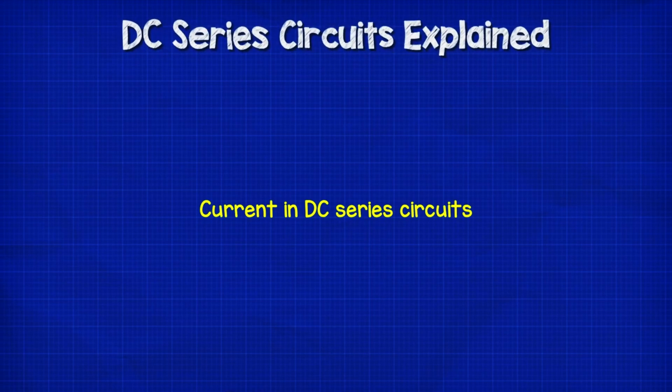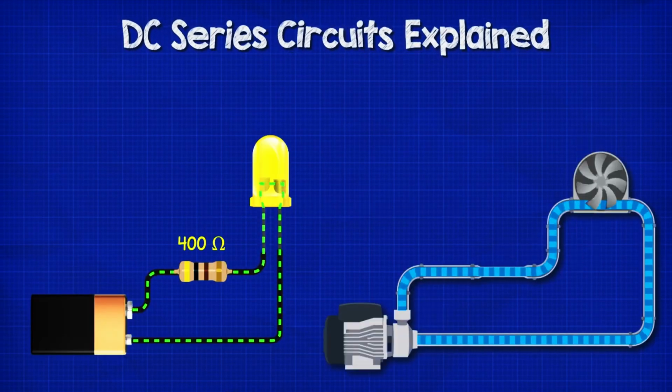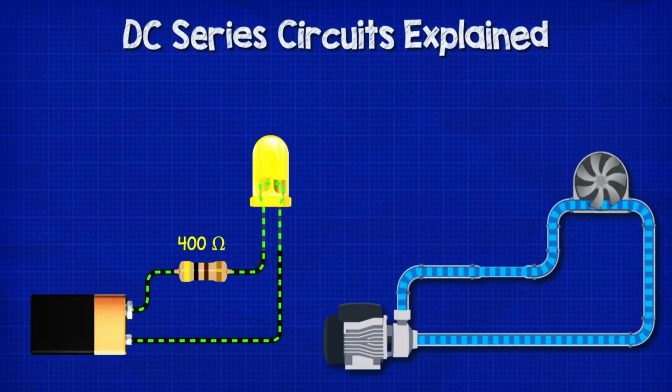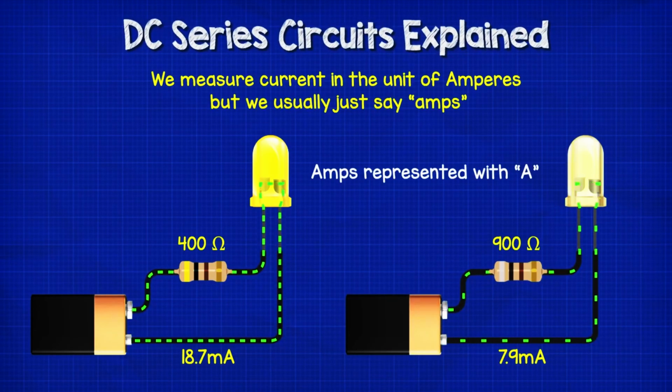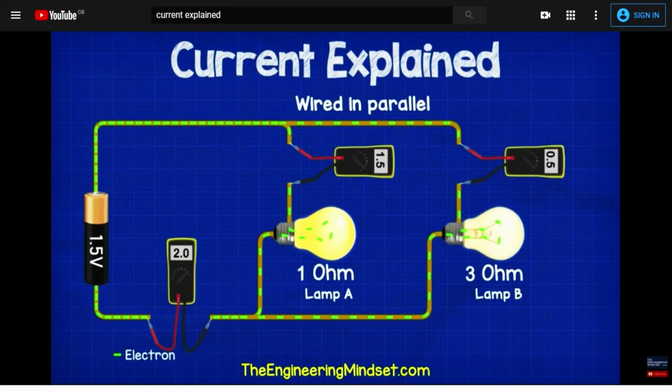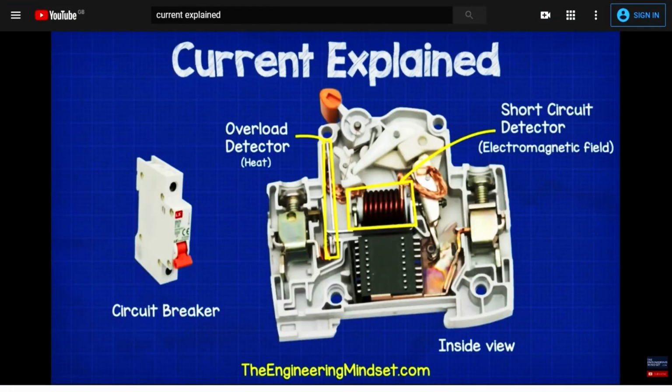Current in series. Current is the flow of electrons. It's like water which flows through a pipe. The higher the current, the more electrons are flowing. We measure current in the unit of amperes, but engineers tend to shorten this to just amps. Now we have covered current in detail in our previous video. Do check that out, links down below.